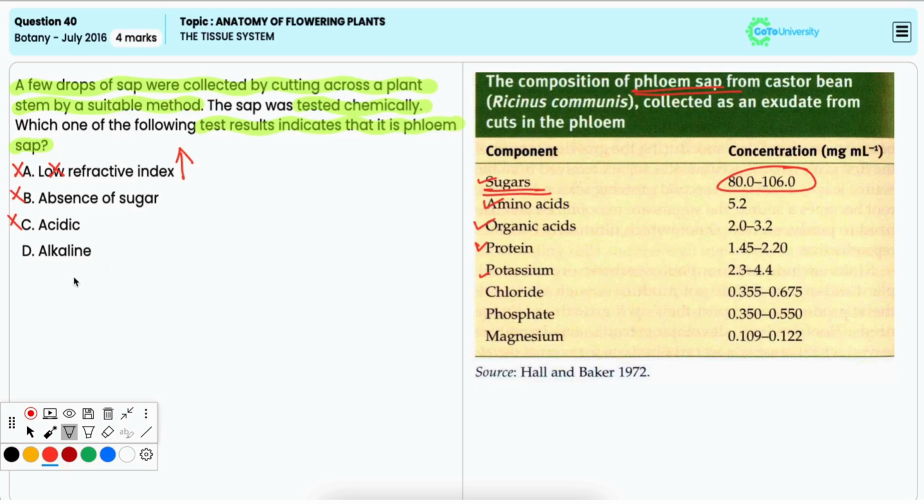Option D, alkaline. Now, phloem sap often has slightly alkaline pH due to the presence of organic solutes like amino acids and sugars. And this distinguishes it from xylem sap, which may be more neutral or slightly acidic. Hence, it is the correct option.